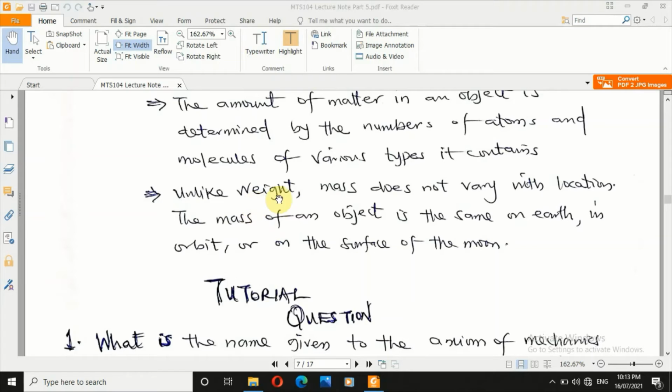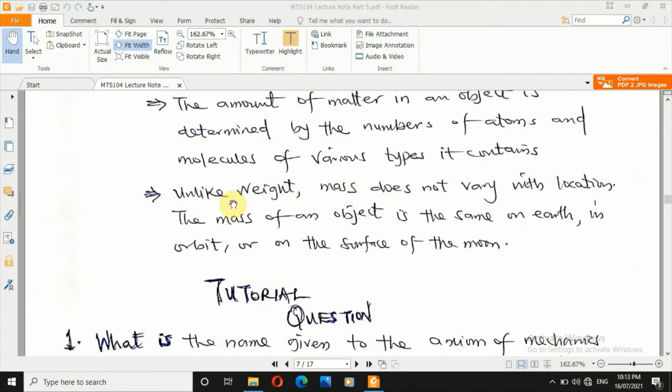Now, unlike weight, mass does not vary with location. The mass of an object is the same on Earth, in orbit, or on the surface of the moon. So, unlike weight, mass is the same throughout, but weight will not be the same.